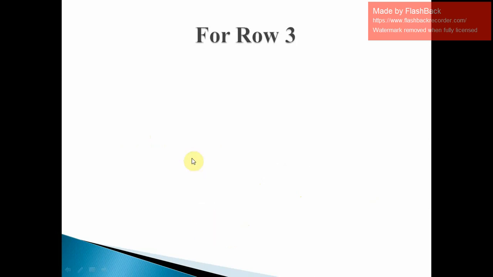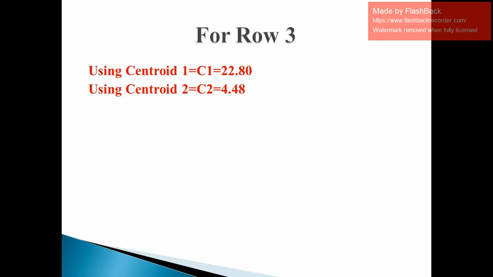Now what we will do is compare both the values of the centroids. That means we are comparing the values which we get by using C1, that is centroid 1, and by using C2. These are the distances, that is 20.80 for centroid 1 and 4.48 for centroid 2. So we are comparing this. By comparing, we see that 4.48, the value by centroid 2, is less than 20.80, the value by centroid 1. So the distance to C2 is less than to C1.